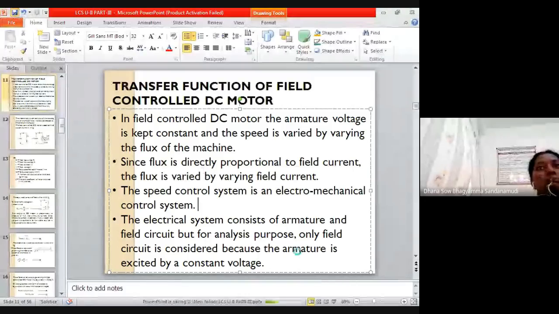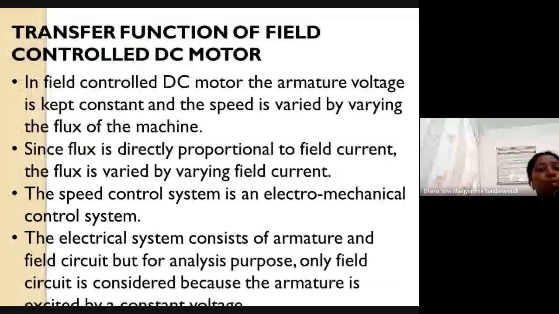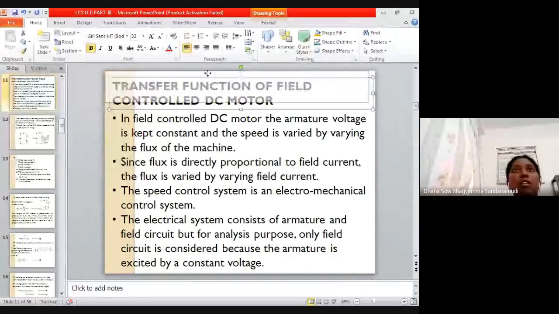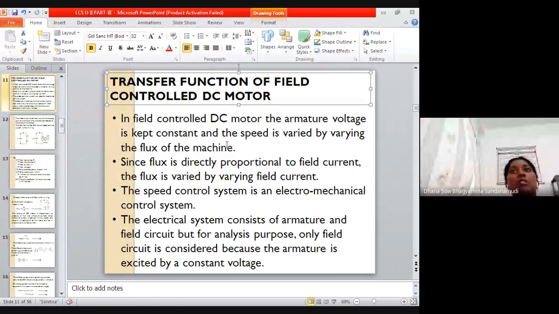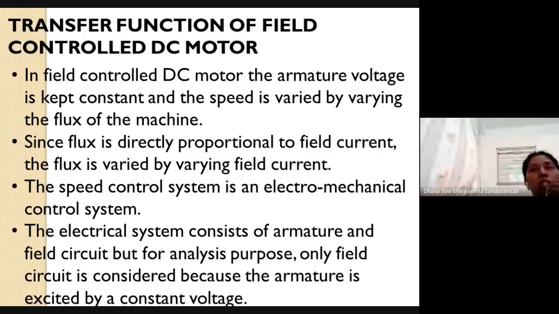In this case also, we will consider the armature and field circuit, but for analysis purposes, we are going to vary the field current, keeping the armature voltage constant. So if you observe here, I have written that the armature is excited by a constant voltage.